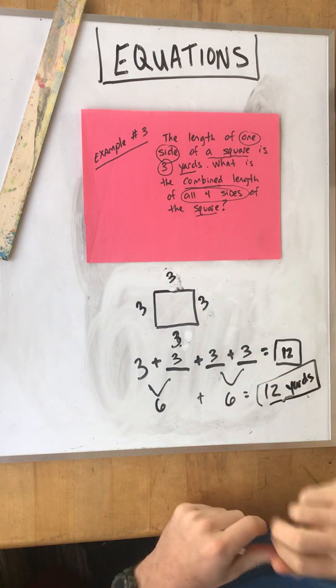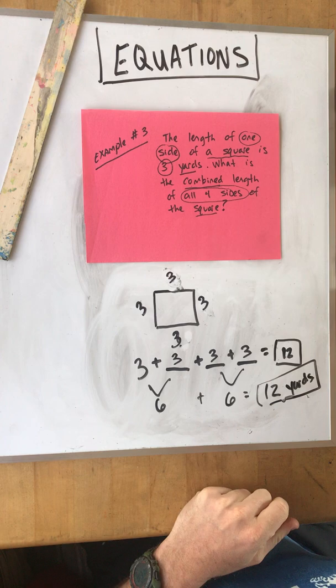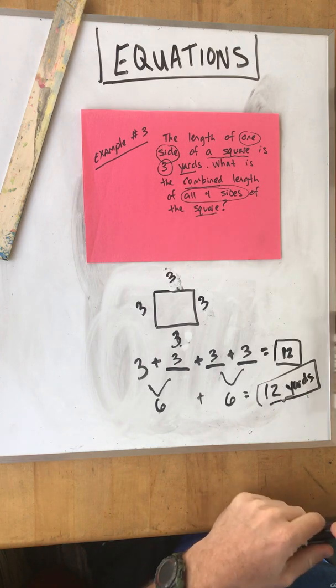Boom. 3 examples of 3 different equations. 2 were subtraction, 1 was addition.